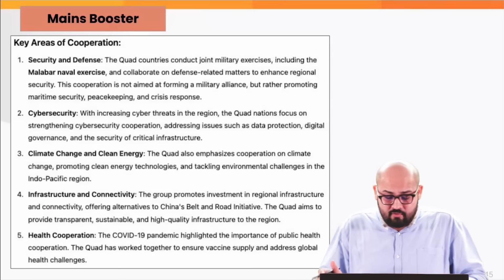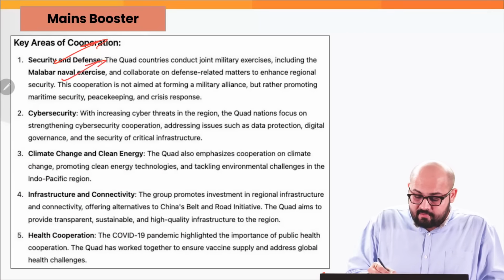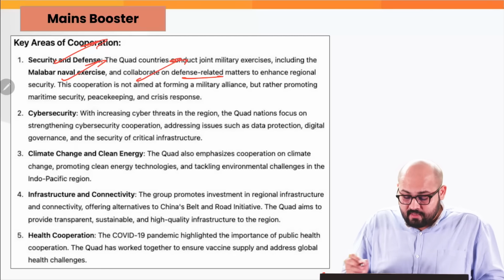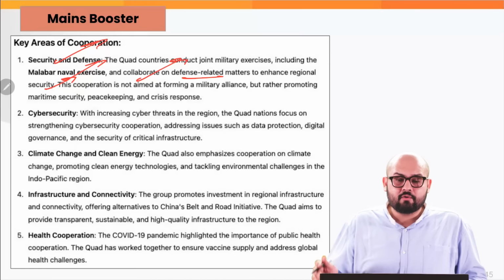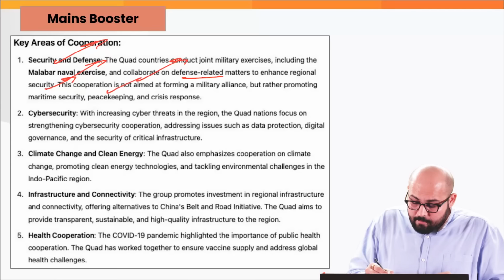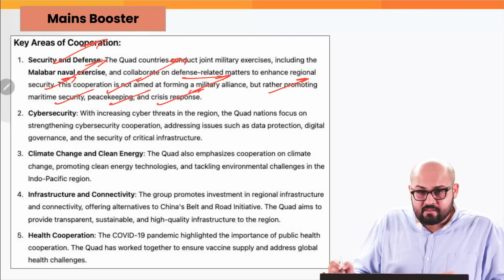Now, what are the key areas of cooperation? First is security and defense. We have got different multilateral exercises. For example, we have got the Malabar naval exercises. Collaborate upon defense-related matters to enhance regional security, right? For example, India has the SAGAR Doctrine, security and growth for all in the region. The cooperation is not aimed at forming a military alliance, but rather promoting maritime security, peacekeeping, and crisis response.